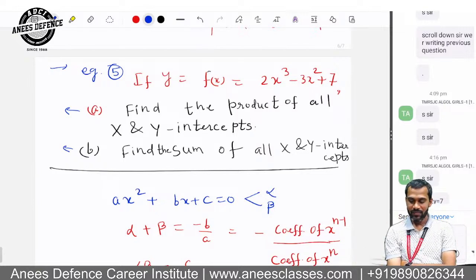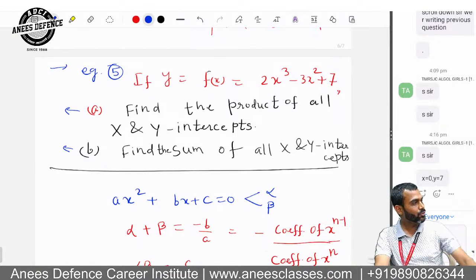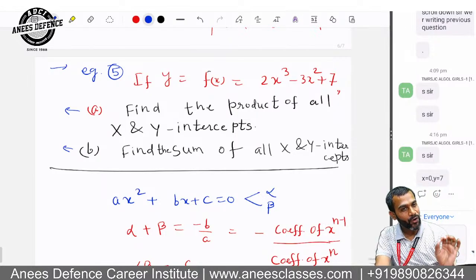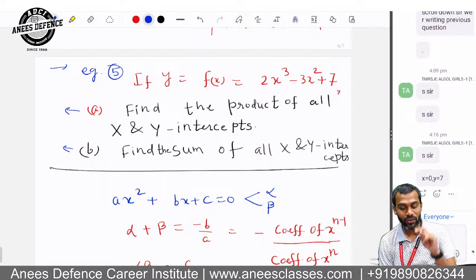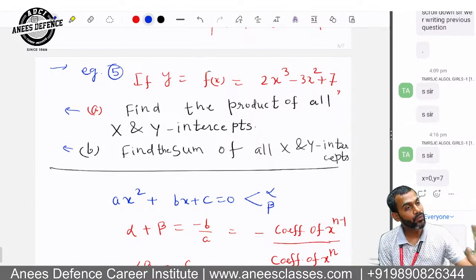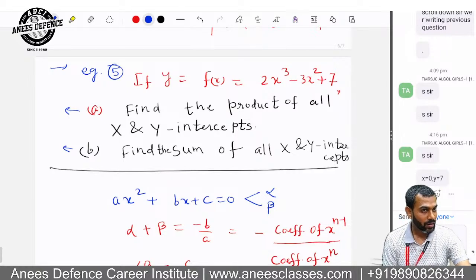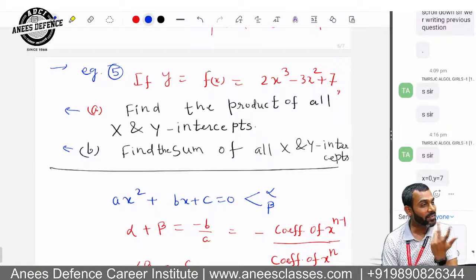Yes, x is equal to 0, y is equal to 7. No. We need to find out the product of. Have you understood the question? Product of all x intercepts and product of all y intercepts, and then multiply all together. Yes or no? So what is the product of x intercept? -7/2, and into y. Yes, you people make mistakes in the question, silly mistakes. What is the product of x intercept? -7/2. And what is the one and only y intercept? 7. So -7/2 into 7 is -49/2, that is -24.5. Naveen didn't understand anything. Naveen is not understanding how y is the same. The y-intercept is just the constant.